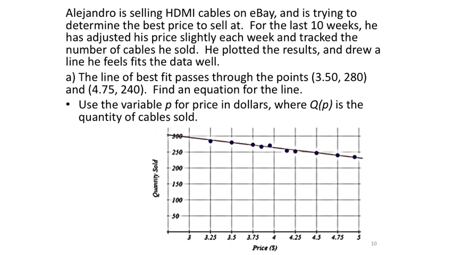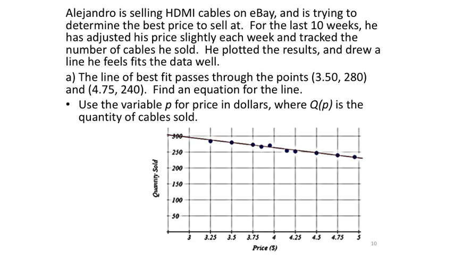So the line of best fit passes through these two points, 3.50 and 280, and then 4.75, 240. Find an equation for this line. Remember, we talked about this before, there's only two things you need to write the equation of a line. This one specifically, it didn't really say it, but it will want this in slope-intercept form, y equals mx plus b. That's exactly what I'm going to do.